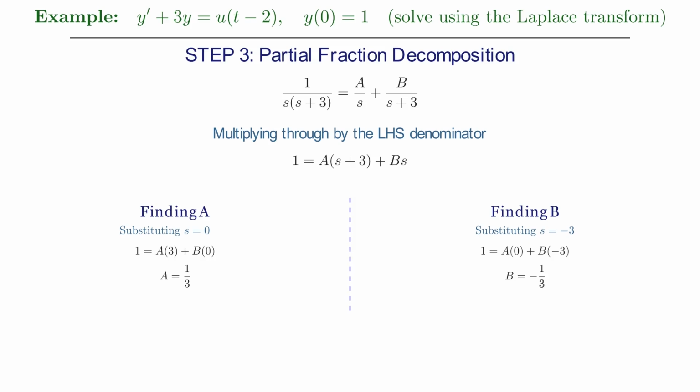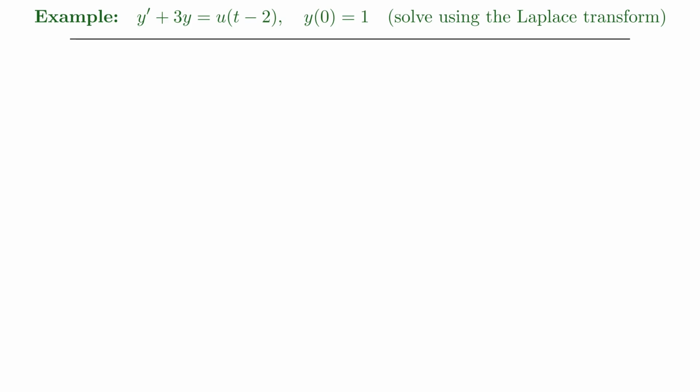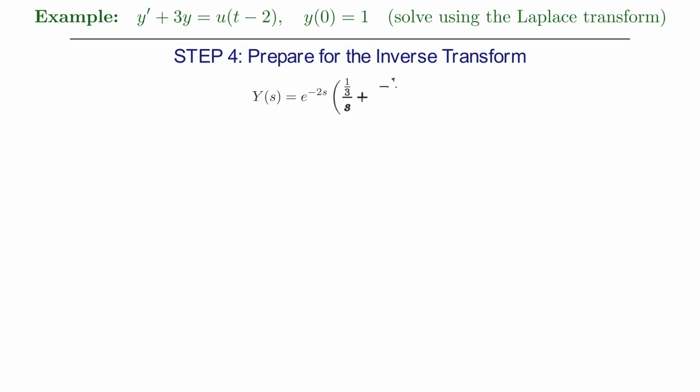So therefore, the 1 over s times s plus 3 is equal to 1/3 over s plus minus 1/3 over s plus 3. So using the answer from the partial fraction decomposition, I can rewrite the solution capital Y of s as being equal to e to the minus 2s multiplied by 1/3 over s plus minus 1/3 over s plus 3, plus 1 over s plus 3.